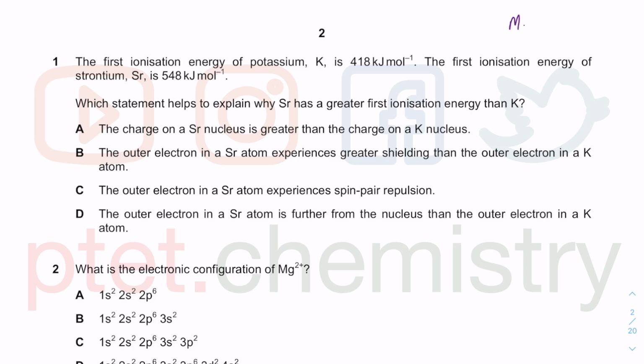In this tutorial video, I'll go through this very recent March 2022 paper 1 variant 2 for the 9701 Cambridge International A-level exams. In this first question, it is about first ionization energy.